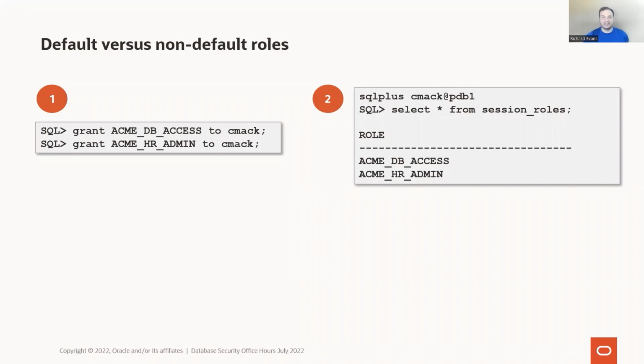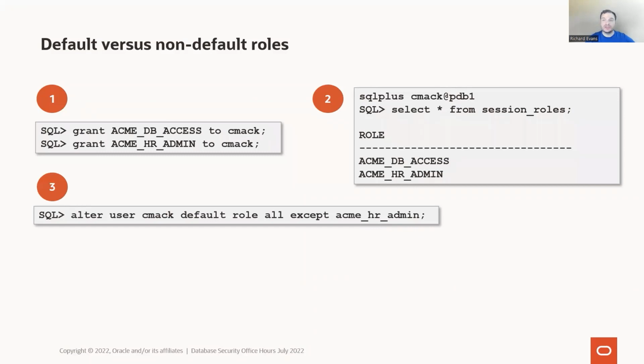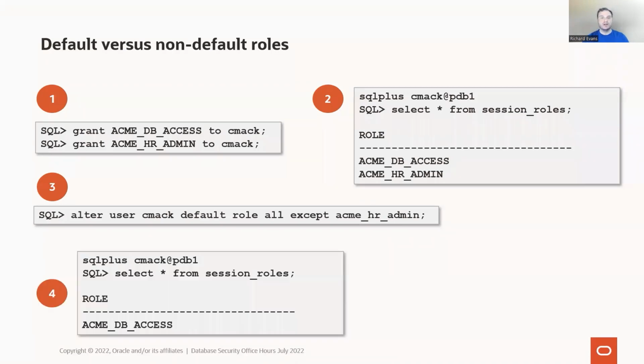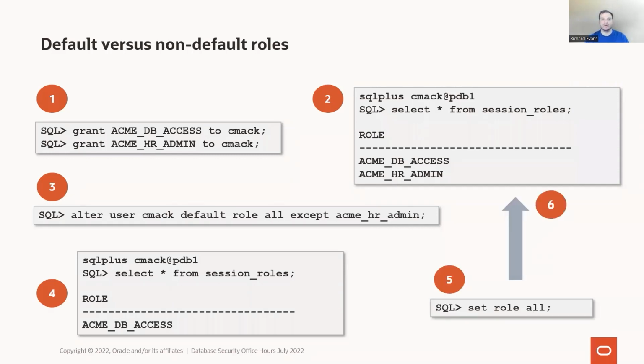So when CMAC logs in, he has that admin privilege. I mean, does he need it? He doesn't use it on a daily basis, or he could paste something in there and oops, we didn't mean to do that, right? So what you can do is alter user CMAC default role all except for that HR admin role, right? We can take that off of his default roles when he logs in. So all he has is that DBA access at that point. So he's got that create session that we've granted to him. And then if he needs that role, he can do a set role all, and he's back to where he was, where he has the DBA access and he has the HR admin enabled.